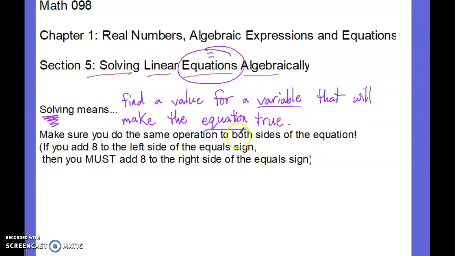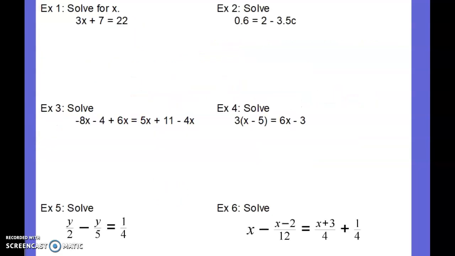Just a few little things. Make sure you know that you do the same operation on both sides of the equation. You probably remember that from Algebra 1, Algebra 2, etc. Just like if you add 8 to the left side of the equal sign, you have to add 8 to the other side. The one thing I like to point out to students is usually you can just do the order of operations backwards.